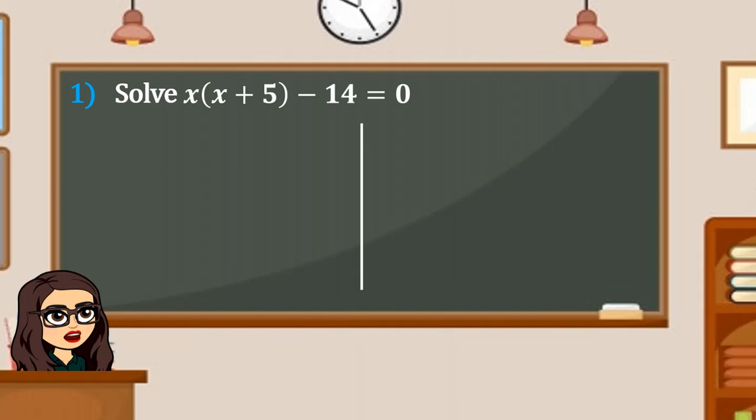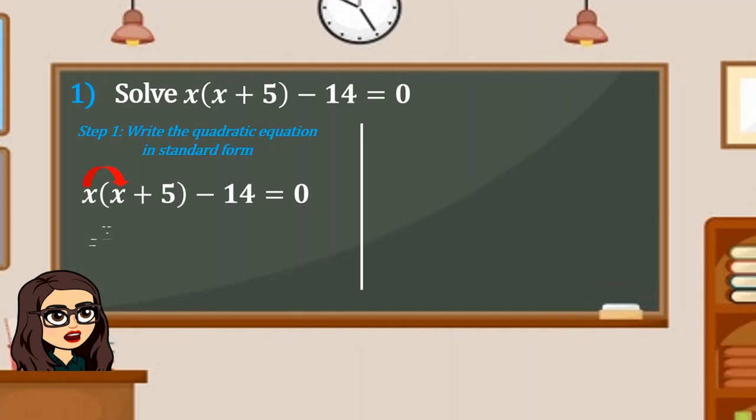So example number 1 is not yet written in standard form. So meaning, the first step is to write the quadratic equation in standard form. So we have the equation. The first step is to distribute variable x to the quantity x plus 5. So x times x is x squared. X times 5 is positive 5x. Then bring down negative 14 equals 0. And it is now written in standard form.